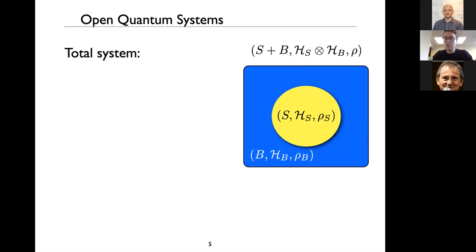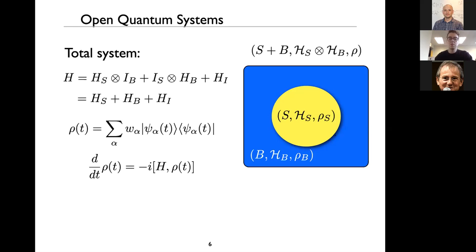In this general formalism, what we're assuming is that we can partition our total system in this way, and there will be some general interaction between these two in our composite space. There will in general be some interaction between our system S and our environment B. So how can we describe that interaction?